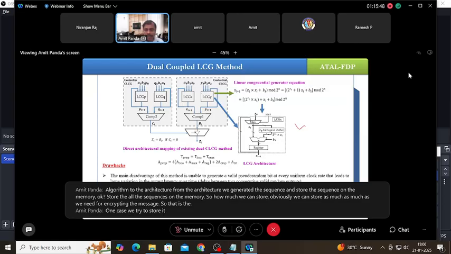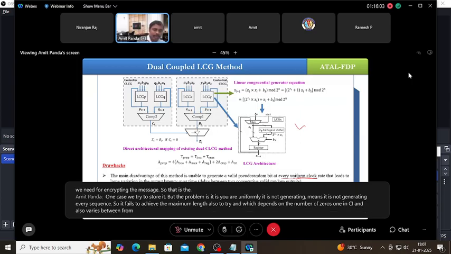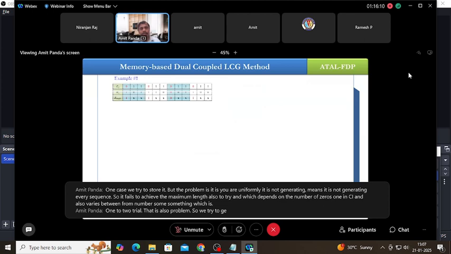But the problem is, it is not generating uniformly. It is not generating every sequence. So it fails to achieve the maximum length of 2 to the n, which depends on the number of zeros and ones in CI, and it also varies from 1 up to 2 to the n. That is also a problem. So we tried to generate and map to a memory based design.